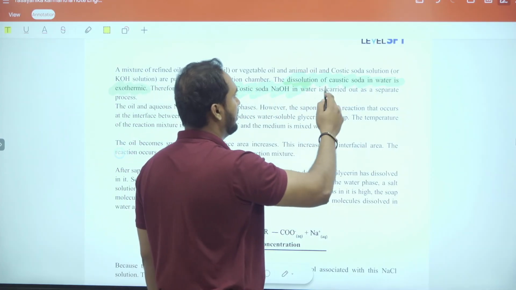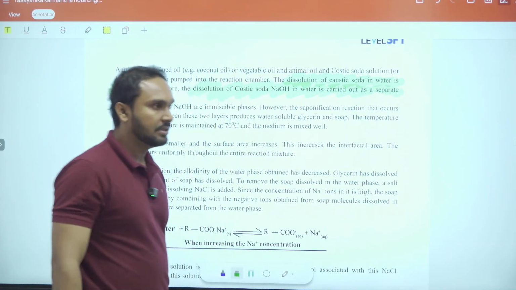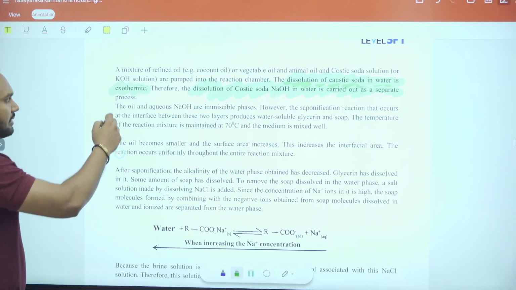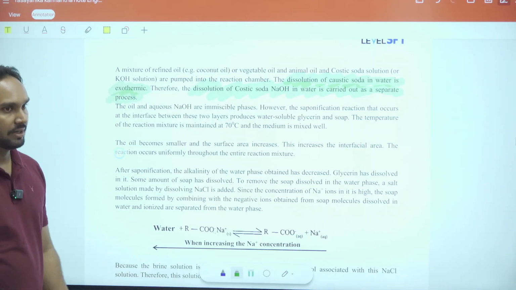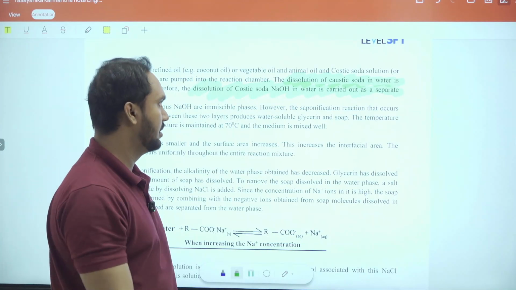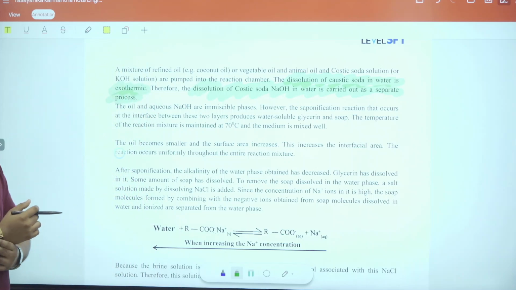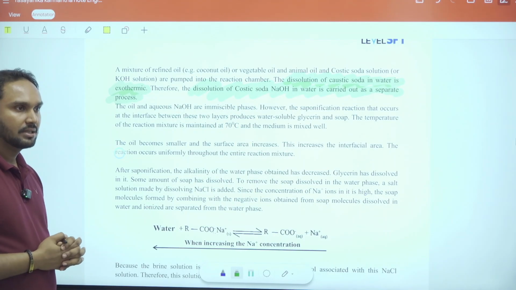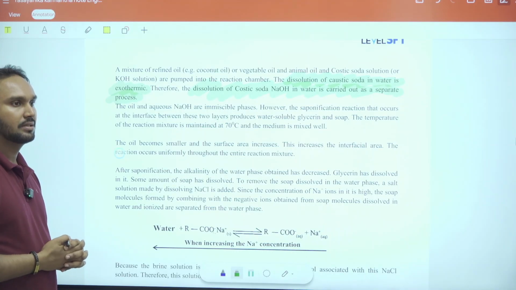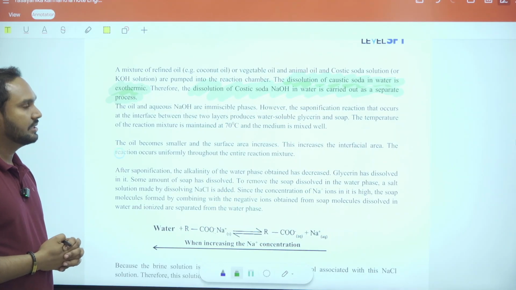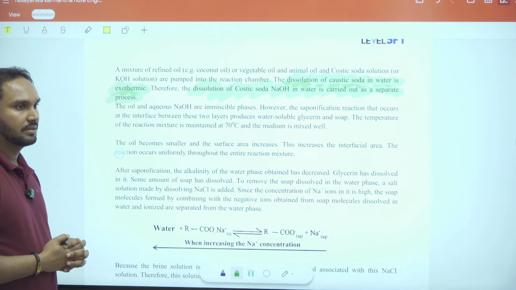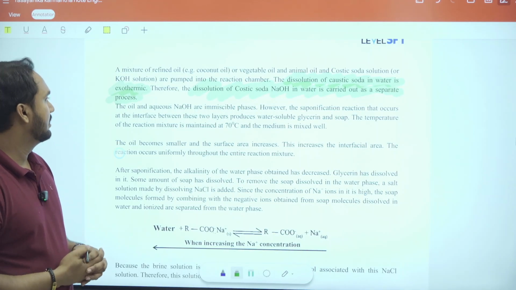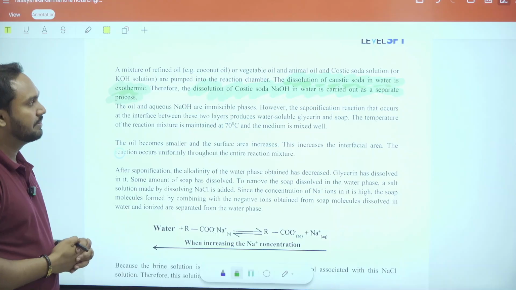Dissolution of caustic soda is taken separately because it's exothermic and the heat is increasing, so you have to control it, right? So first dissolving the caustic soda with water is taken separately. Then the oil and aqueous NaOH are immiscible phases. The oil is a hydrophobic compound and the NaOH is a hydrophilic compound, so they don't dissolve in each other, so they are like two immiscible phases, right?